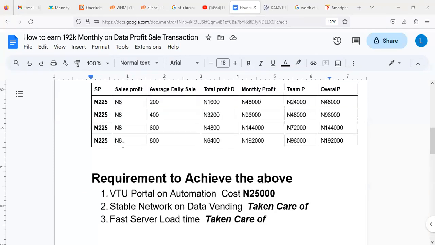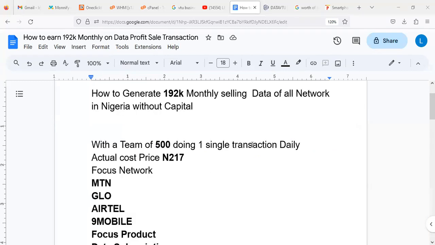Okay, so now we are looking at the last one. You can also calculate the third one, but we're looking at the last one, which is the 800 volume of transaction. What are you going to be making if you have this amount of volume of transaction? You are going to be hitting 6,400 every day. And then in the monthly perspective, you're going to be making around 192,000. Okay. The team profit is going to increase to 96,000, while the overall profit is still remaining 92,000. So that is where we get the figure where you're able to make an estimate.